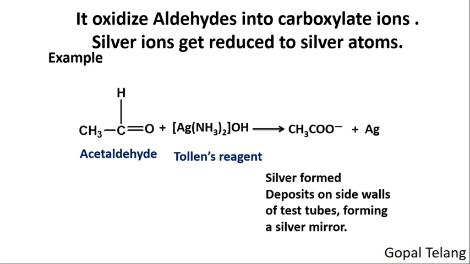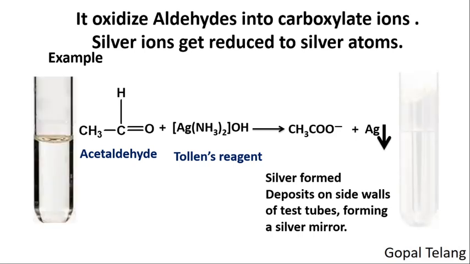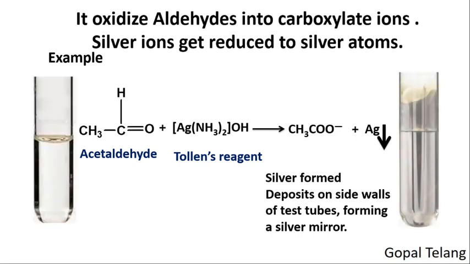When aldehydes are treated with Tollens reagent, they get oxidized to carboxylate ion; in this example acetaldehyde is converted into acetate ion, whereas silver ions from the Tollens reagent get reduced to silver metal or silver atoms. Due to this, the initially colorless solution will become like this, what we call a silver mirror. So formation of the silver mirror, or sometimes a blackish precipitate, shows the presence of aldehydes.